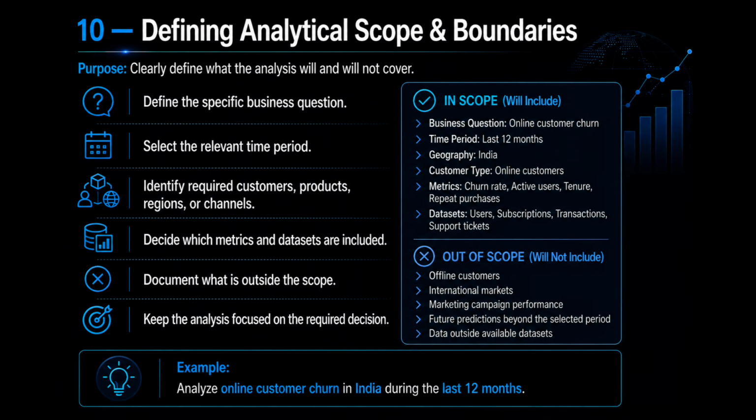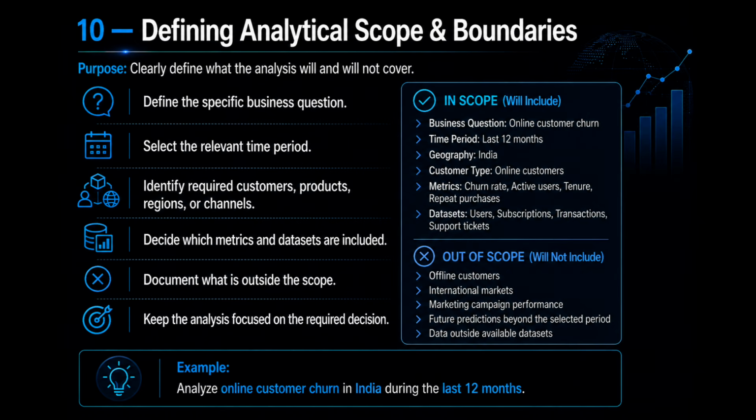Once we know the right level of analysis, the next step is to clearly define the analytical scope and boundaries. Start with the specific business question, then select time period, customers, products, regions, channels, metrics, and datasets. At the same time, clearly document what is outside the scope so the analysis stays focused.